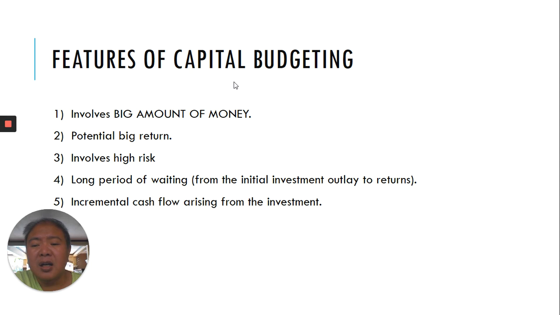Okay, so there's a big risk ahead. And remember, we're not only talking of 1 year here. If, say for example, you purchase a building, we're talking of how many years? 20 years. Okay, so it involves high risk because the further you go from today, the more uncertainty there becomes. Number four, there's a long period of waiting.